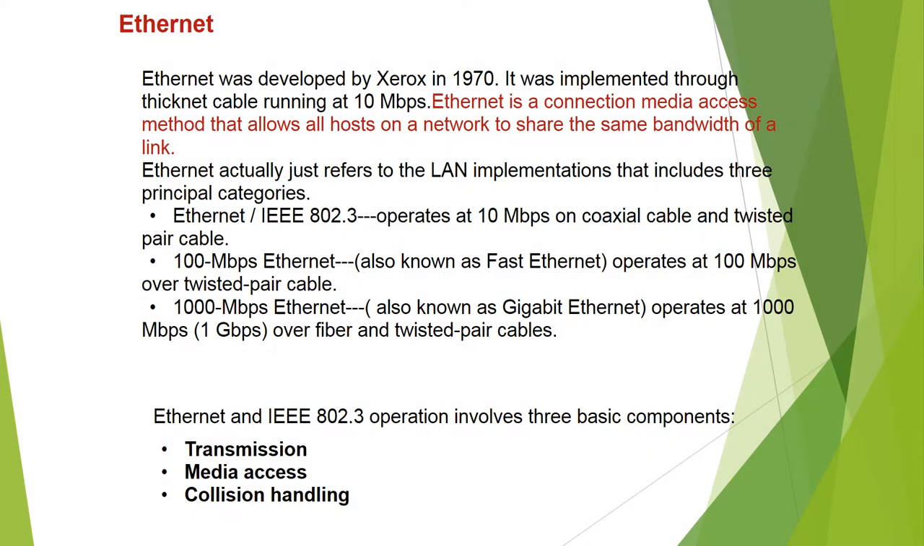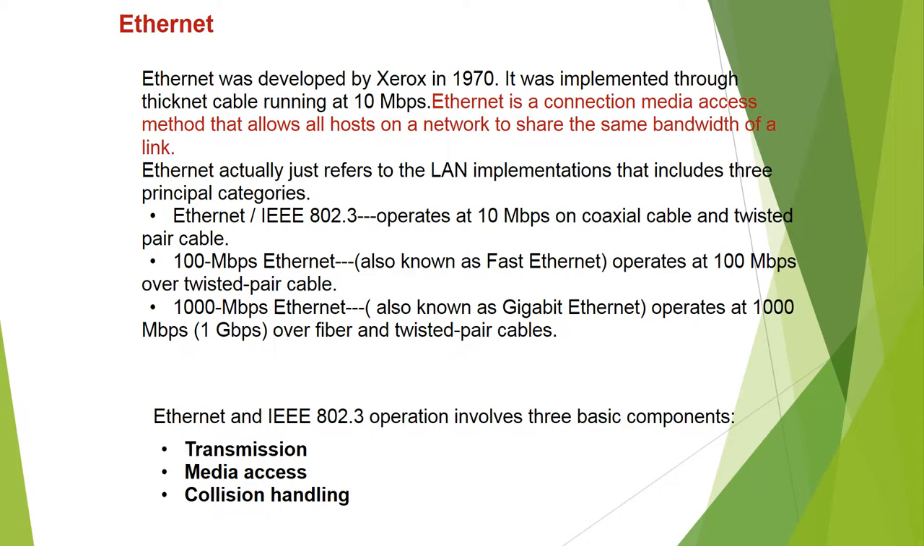Ethernet. What is Ethernet? Ethernet was developed by Xerox in 1970. It was implemented through thicknet cable running at 10 Mbps. Ethernet is a connection medium access method that allows all hosts on a network to share the same bandwidth of a link. Ethernet actually just refers to the LAN implementation that includes three principal categories: simple Ethernet, 100 Mbps Ethernet and 1000 Mbps Ethernet.